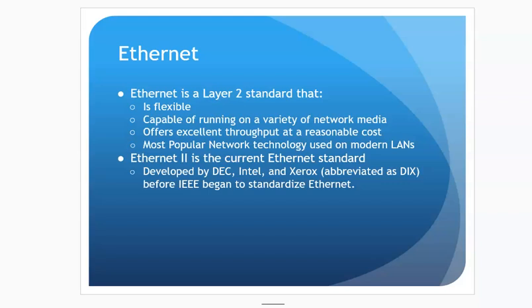Ethernet is a layer 2 standard. Remember, once upon a time, computers were proprietary, so the networks that companies built were proprietary. Eventually, Ethernet kind of came to the top as the, hey, it works pretty good, hey, it's pretty inexpensive, and it became kind of the standard, the norm that pretty much everybody uses Ethernet now. But Ethernet 2 is the current Ethernet standard. This was actually developed by DEC, Intel, and Xerox, originally abbreviated DIX, before IEEE began to standardize Ethernet.